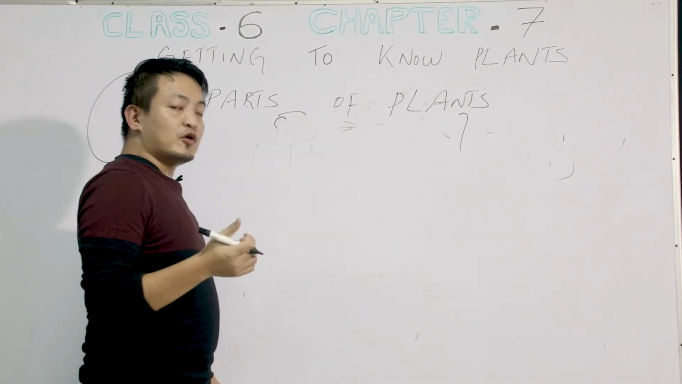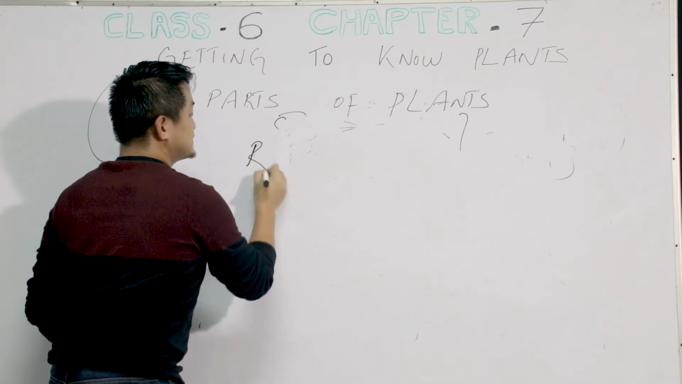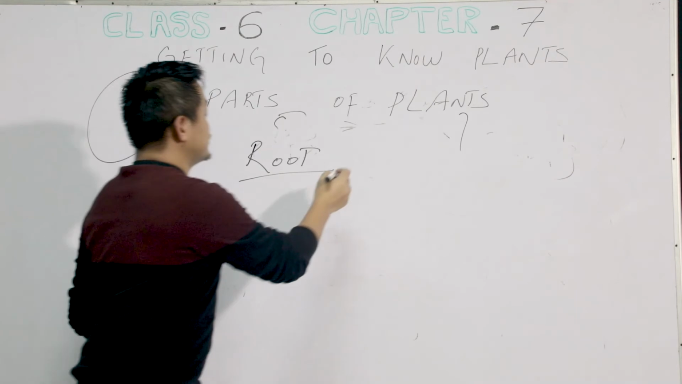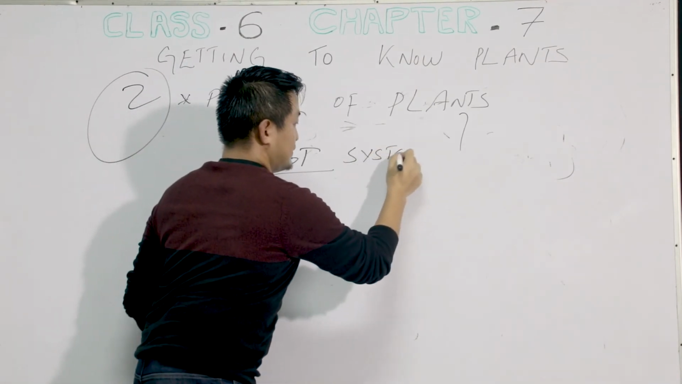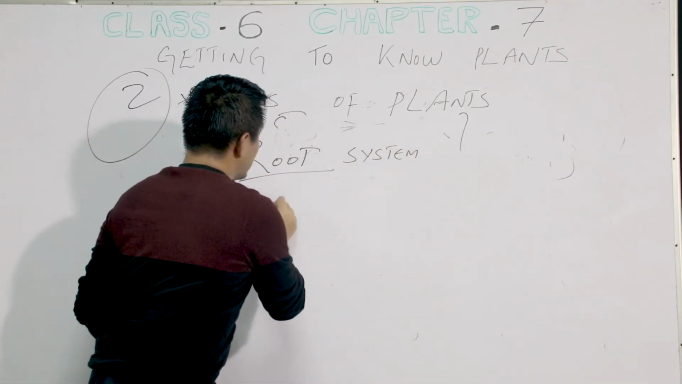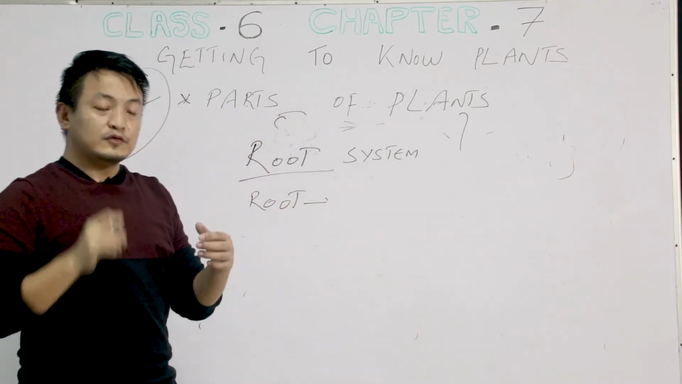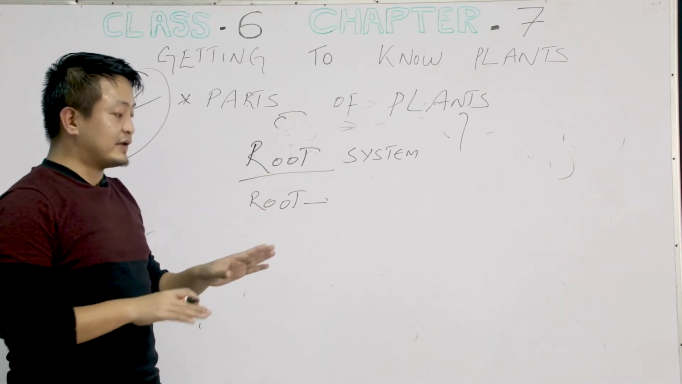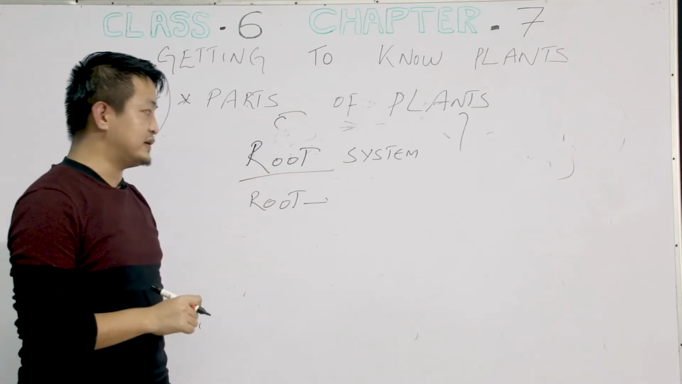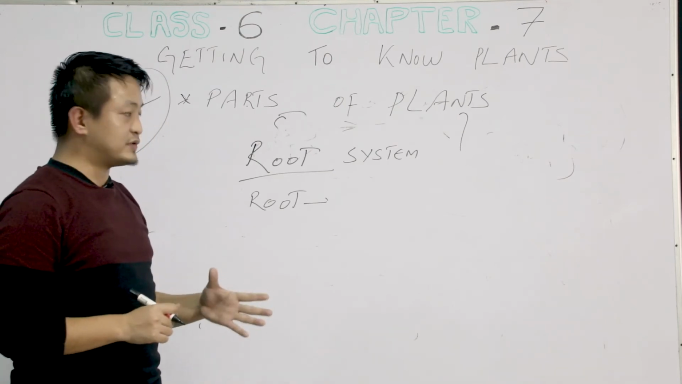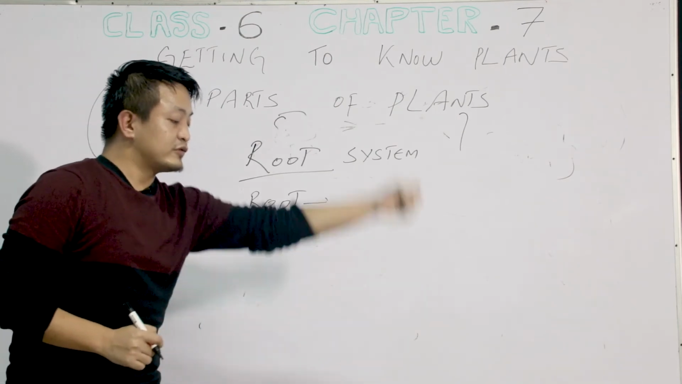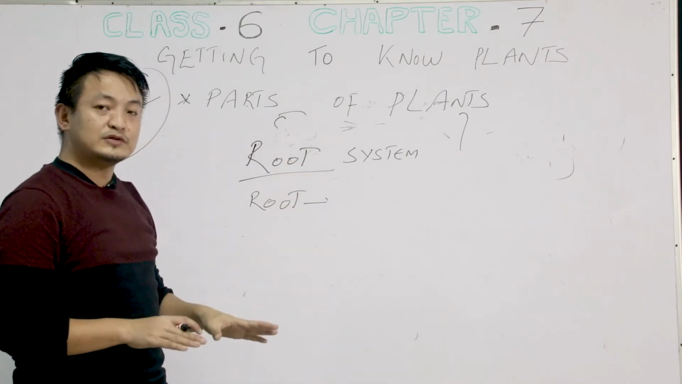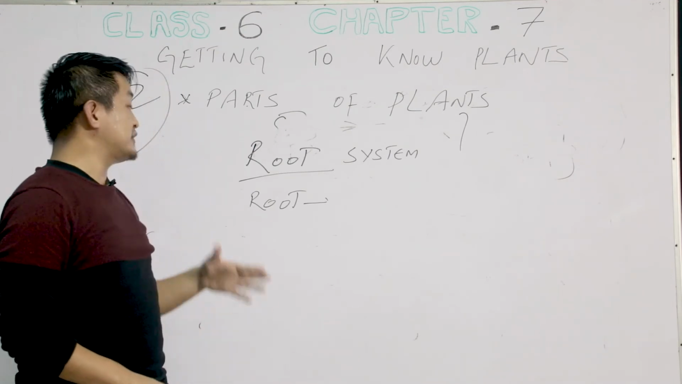So dear students, today we'll complete the root system. And in the next class, we'll continue the shoot system. So in the root system, we have root, right? What is the function of root? The roots support the plant. They keep the plant in position by staying firmly attached with the soil. It is very difficult to pull out any plant, why? Because they are deeply rooted inside the soil.